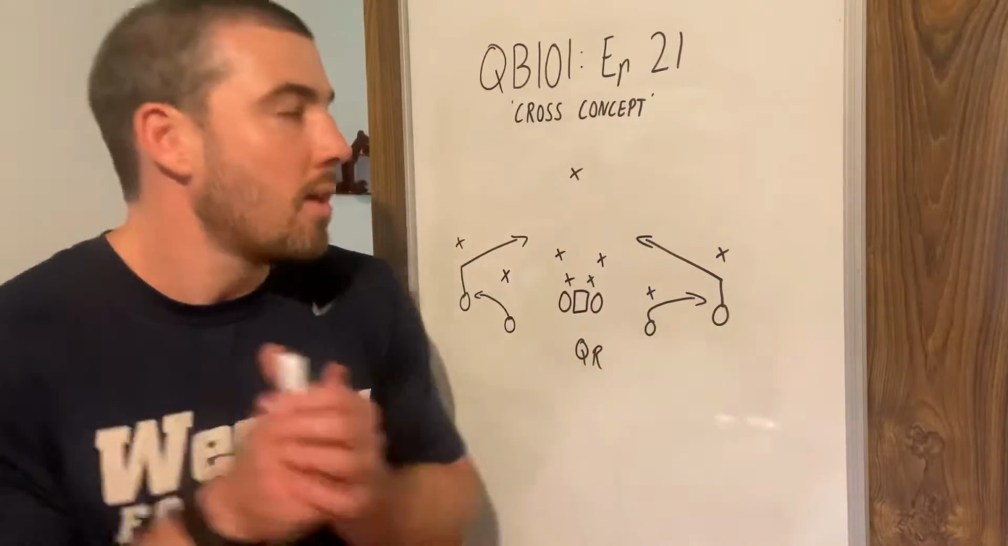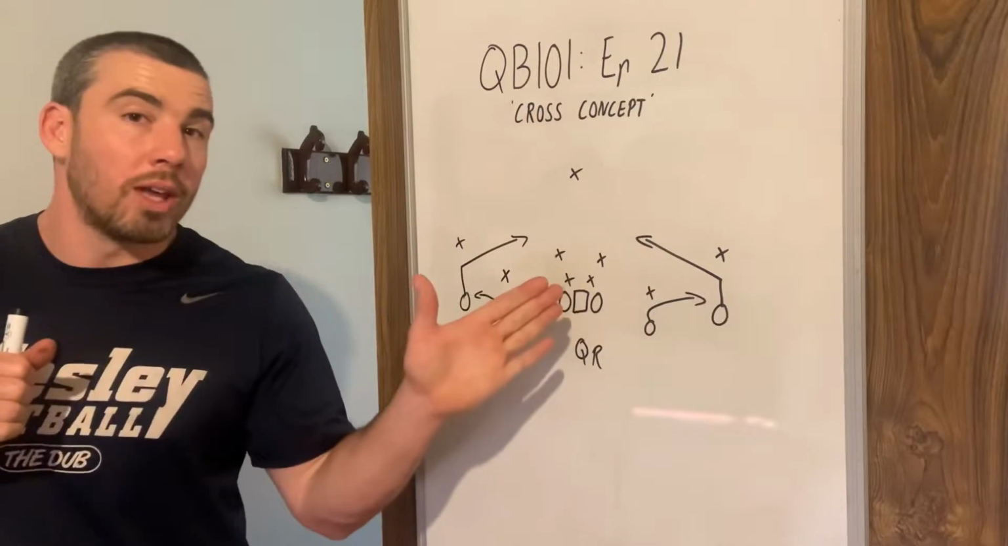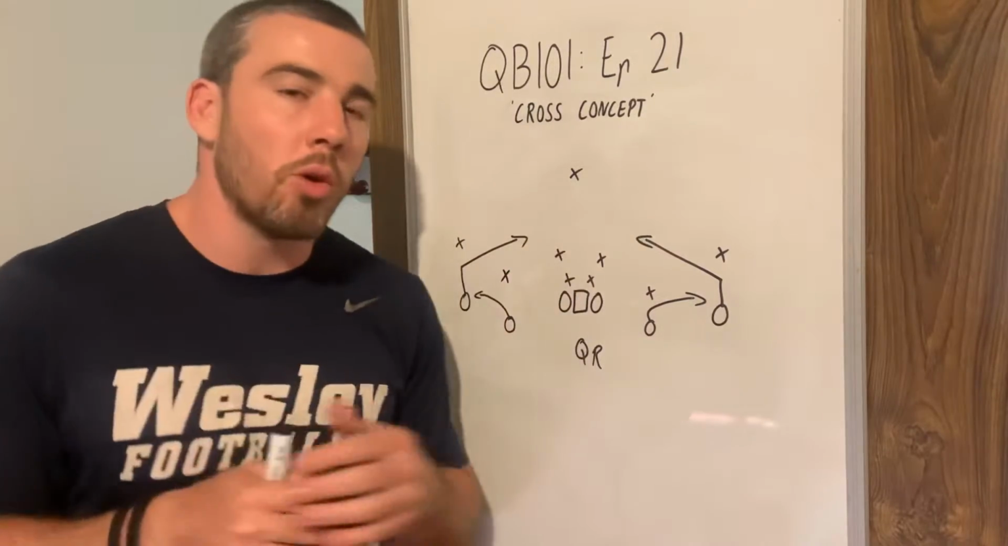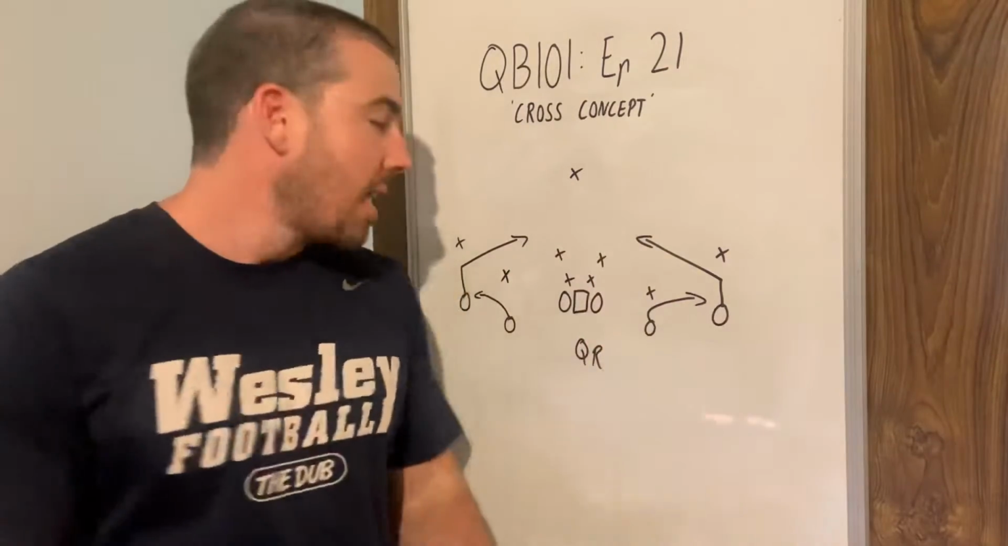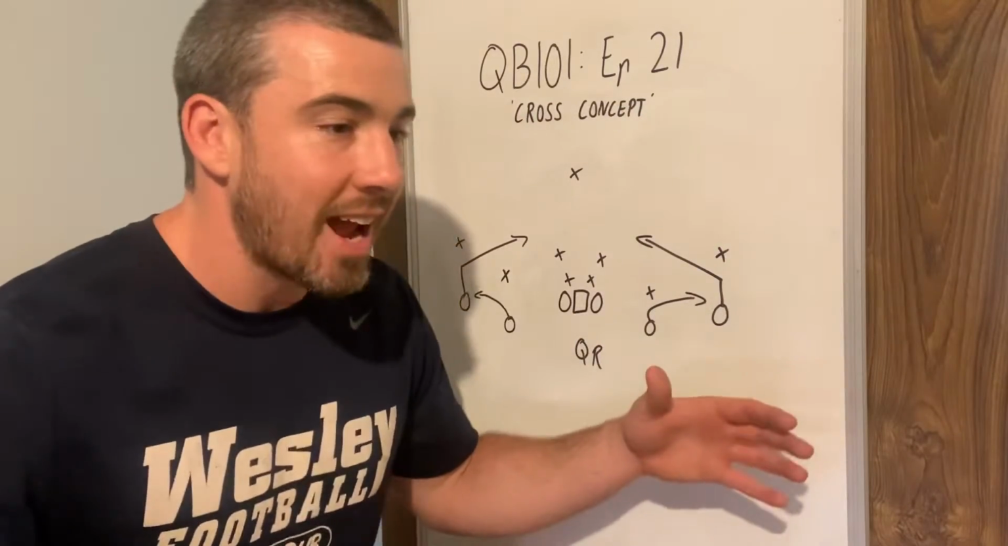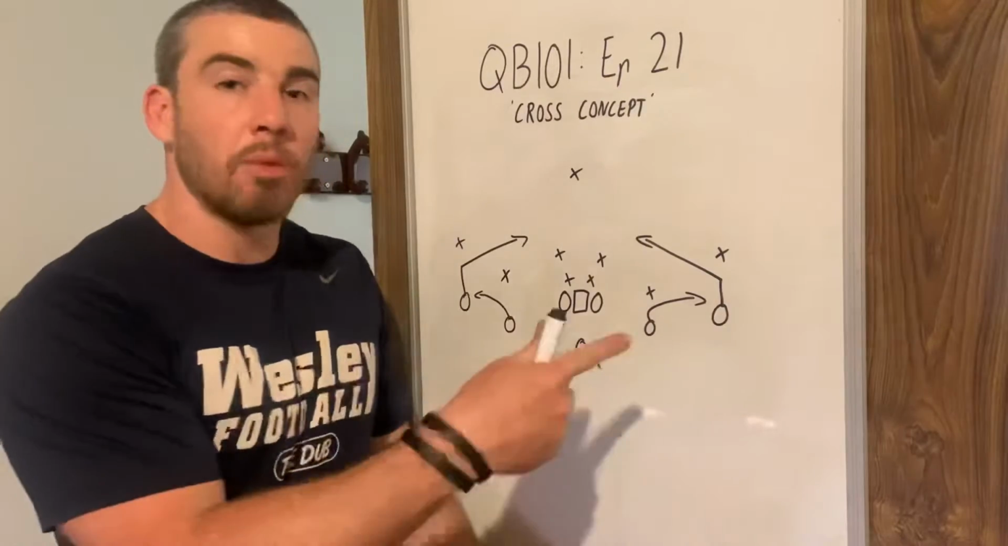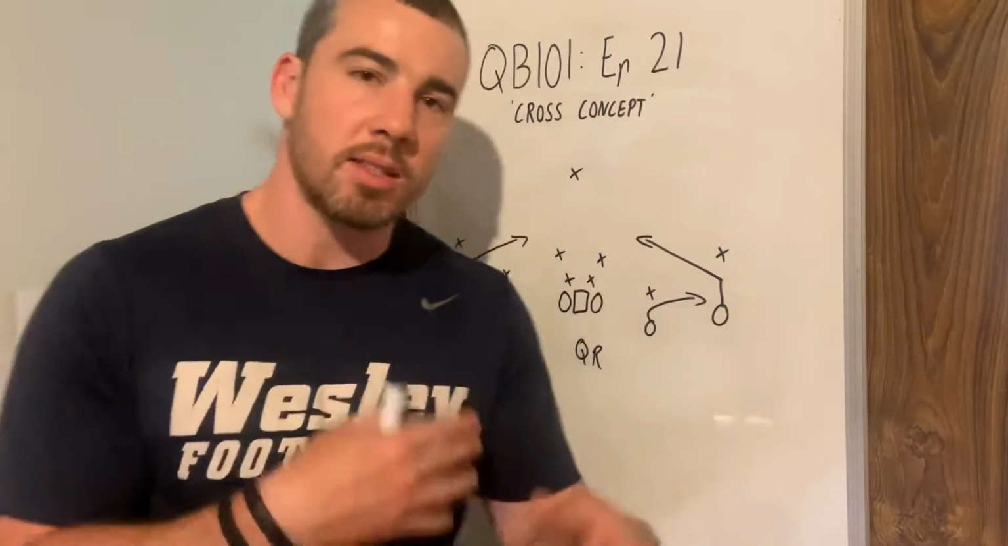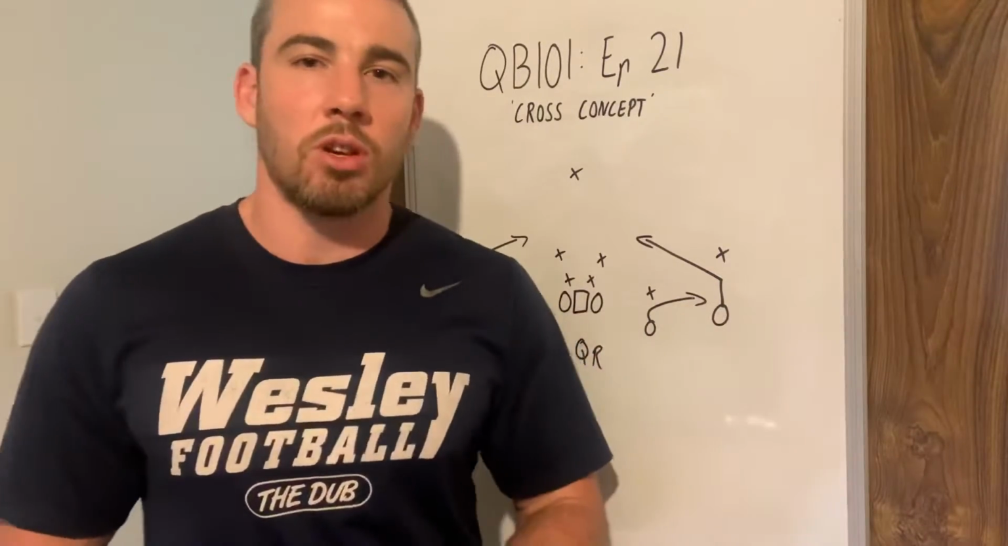So we take the snap, 1-step drop, and we are looking straight away. All right, we don't want to go into a 3-step drop. This is going to give the D-line more opportunity to blitz and give us pressure. I want to take that ball, turn, and be able to throw it straight away. All right, the faster we do this, the easier it's going to be to make this completion.